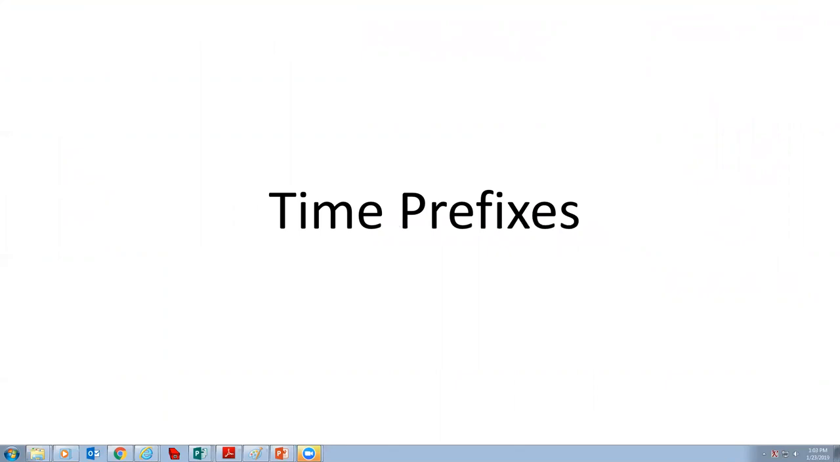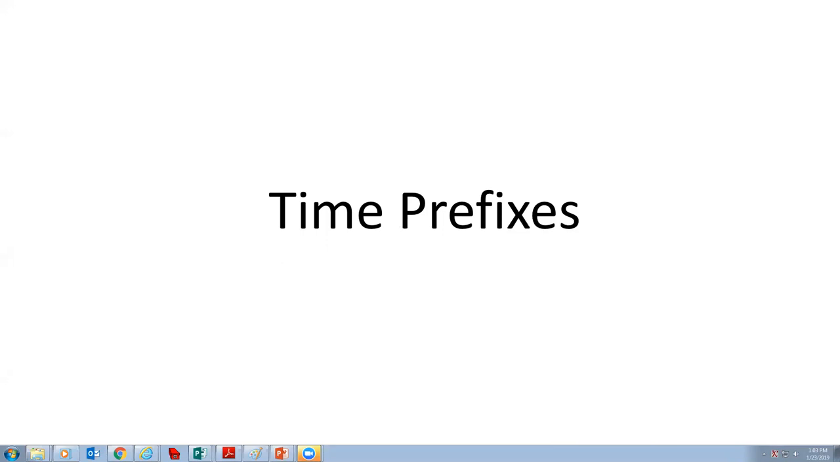Klallam has a few other prefixes that are used to express ideas of time. These prefixes can be added to verbs, nouns, or adjectives to add the ideas of now, already, still, first, and just recently. They're very common prefixes, and they're important because they can change the meaning of a word or a sentence.